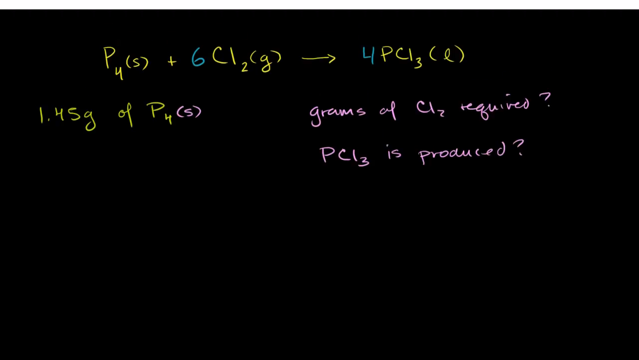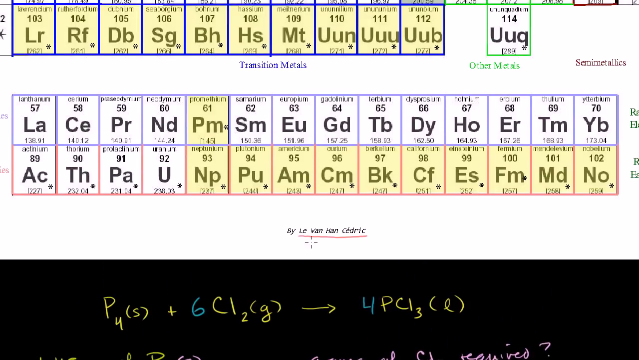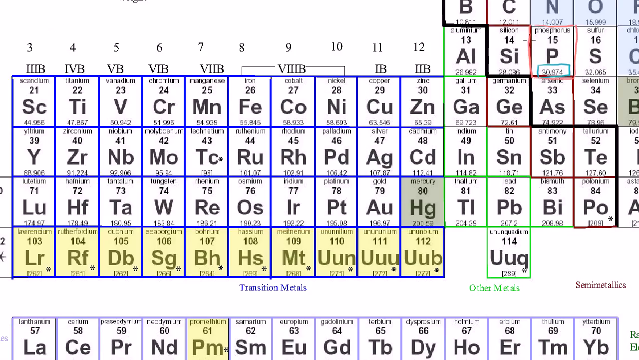Let's look at our periodic table. This periodic table, I have to give proper attribution to the maker. It's made by Leyvon Han Cedric. I got this off of Wikimedia Creative Commons. It had an attribution license. Other than that, free to use it. And let's go to phosphorus. Phosphorus right here has its atomic weight of 30.974. Let's just round that up to 31.